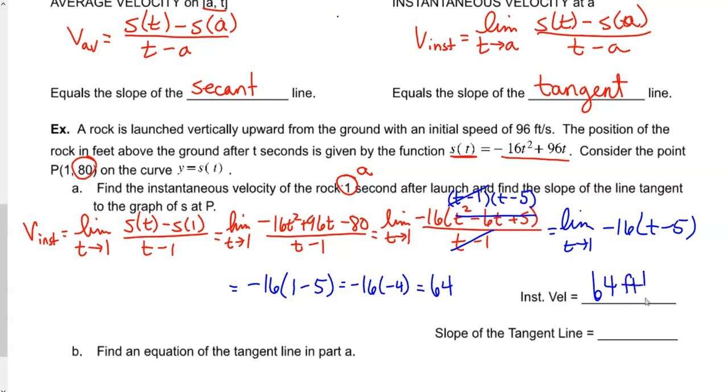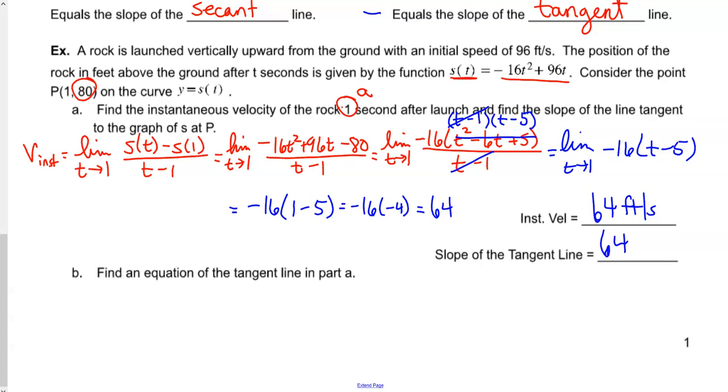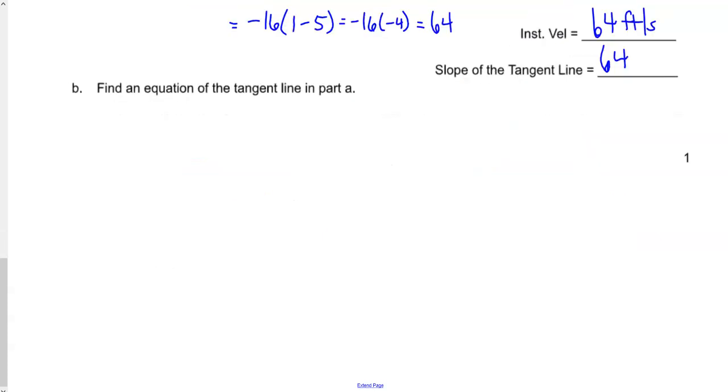Now, the second question says, find the slope of the tangent line. But remember, these two things are equivalent. They're the same. So if I were to look at the point (1, 80) for this function, then the slope of the tangent line is going to be 64 as well. Okay? So, making sure that you know how to equate those. All right, now the last little piece on this problem, and we're going to do this quite a bit, is to write the equation of the tangent line.